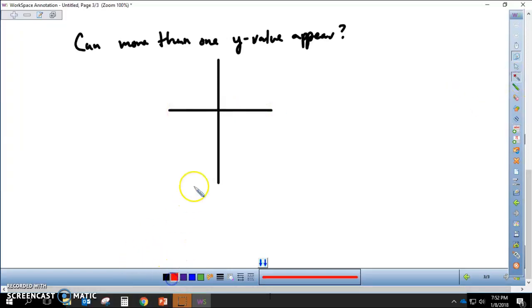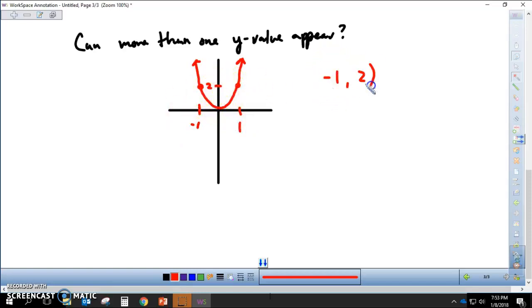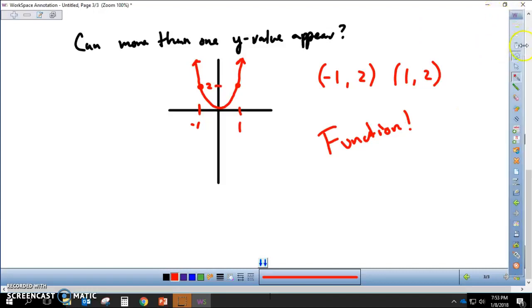And that would be a parabola. I'll do my best to draw a parabola here. Okay, and we'll talk about maybe this value. We'll call this value 2. So here at -1 and then here at 1, right? My y value repeats, but they have different x's. This is okay. This is a function. Okay, and that's a common question that is asked in these lessons.